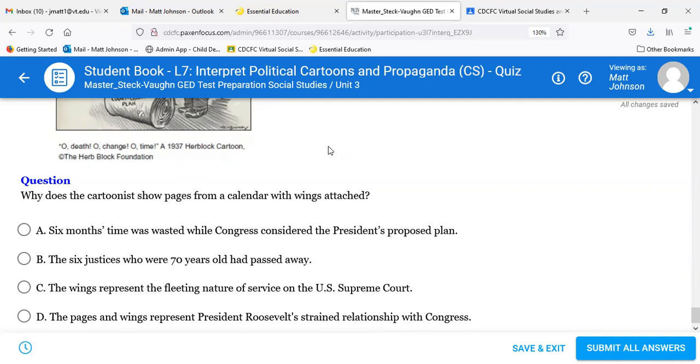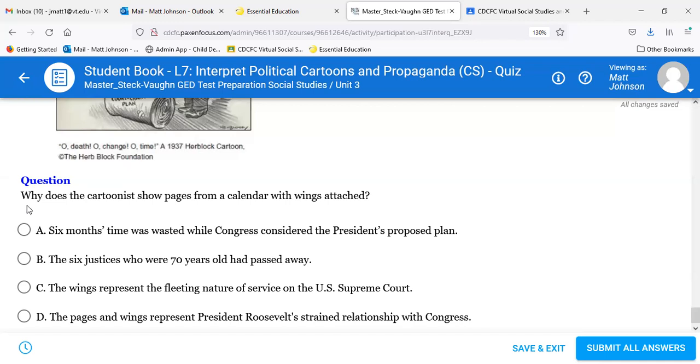A. 6 months time was wasted while Congress considered the president's proposed plan. B. The 6 justices who were 70 years old had passed away. C. The wings represent the fleeting nature of service on the U.S. Supreme Court. D. The page and wings represent President Roosevelt's strained relationship with Congress.